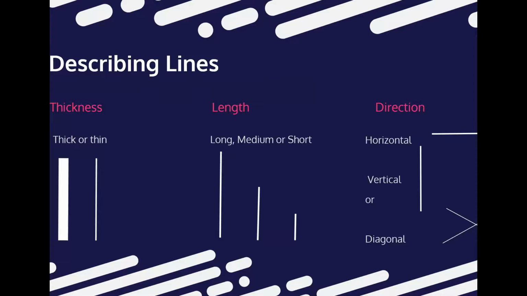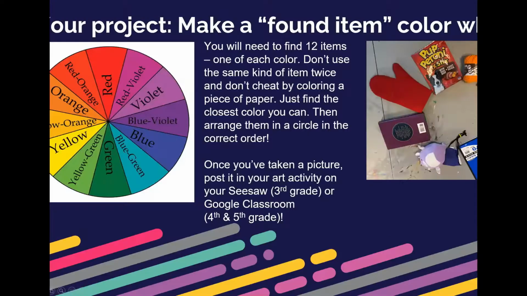So that's your quick rundown online. What you're going to be doing for your homework is creating a found item color wheel. You are going to be looking through your house. And I guess if you want to go outside, but please don't bring anything alive, and don't bring in any bugs or stuff like that for it. But you're going to be trying to find 12 items to be used as your color wheel.